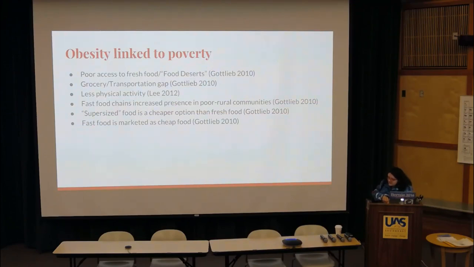So fast food chains have also increased their presence in poor rural communities. Not only that, but these fast food restaurants also offer a supersized meal, which I'm sure you guys have probably heard. Because of the supersized food, it's cheaper. It's a cheaper option than fresh food. So of course, they're going to go for what they can afford.